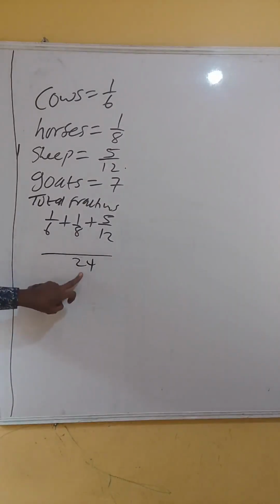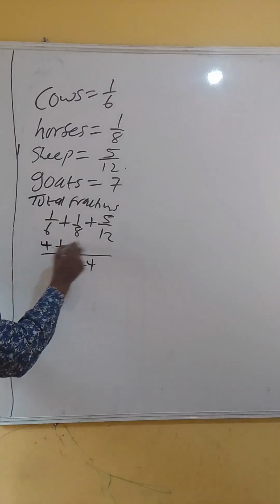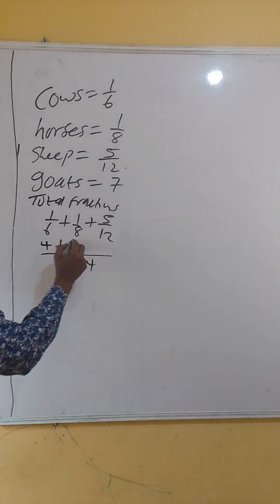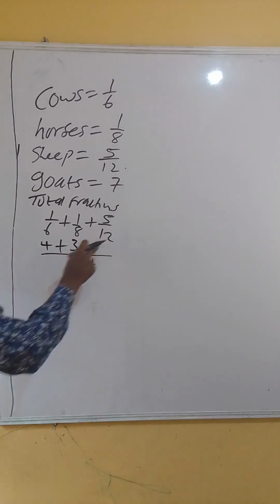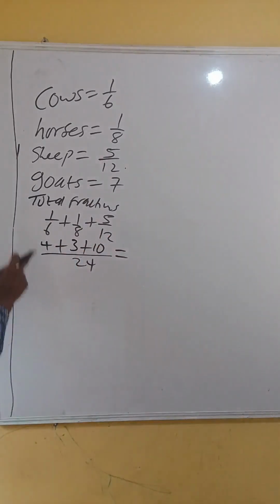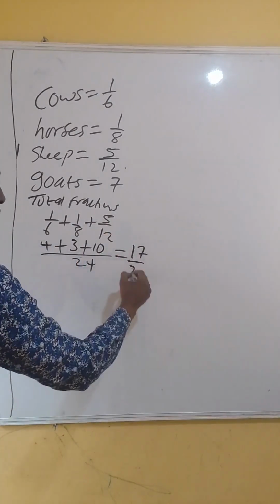Now, 6 in 24 will give us 4. 4 times 1 will give us 4. Plus 8 in 24 will give us 3. 3 times 1 will give us 3. Plus 12 in 24 will give us 2. 2 times 5 will give us 10. Now add 4 plus 3, 7, plus 10. This will give us 17/24.